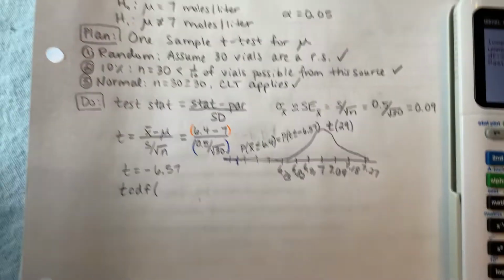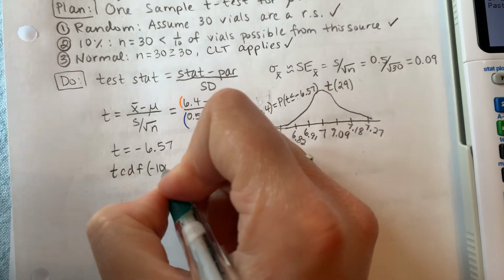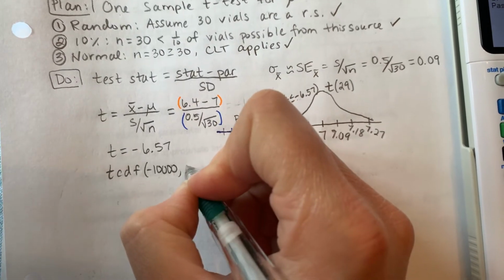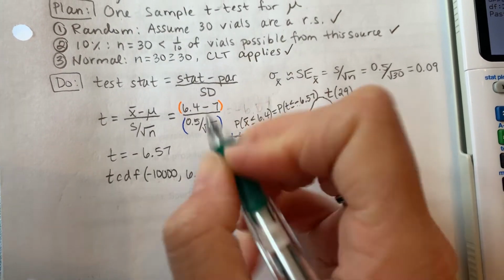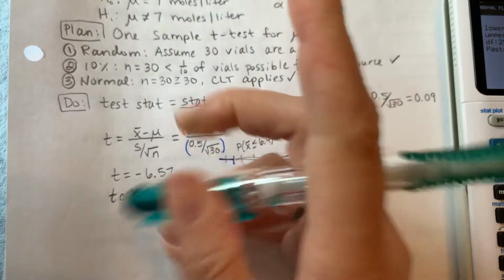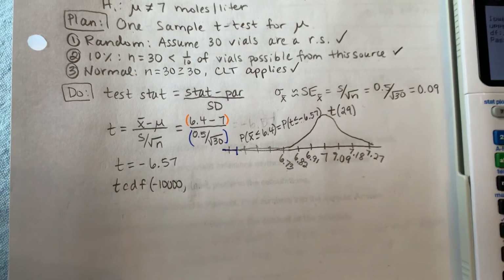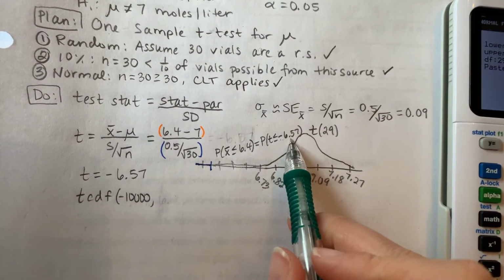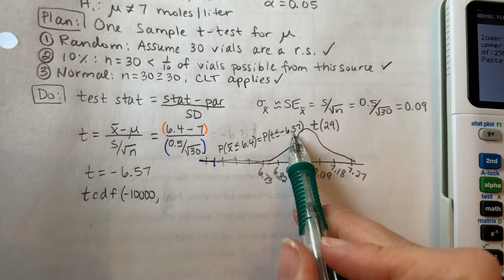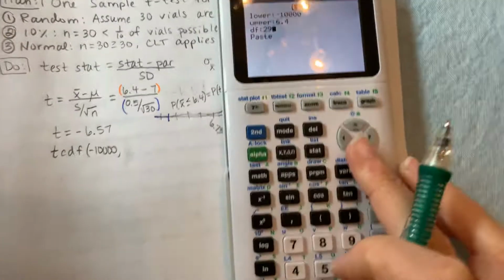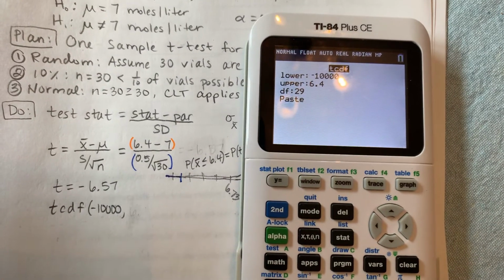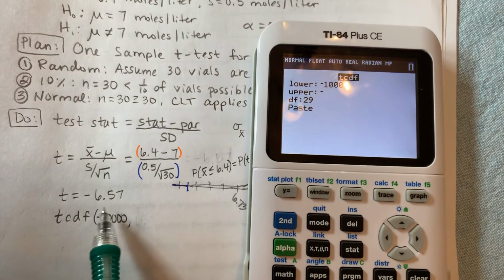Okay, so let's write down what we entered. Negative 10,000, comma, 6. Oh, I'm sorry. I said 6.4 because that's my sample mean, and I accidentally made a mistake. I really want my t-value. With tcdf, we use the t-value. So let me go up and correct this. It should be negative 6.57.